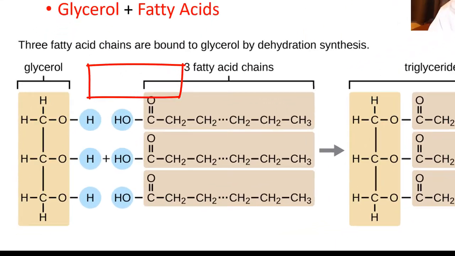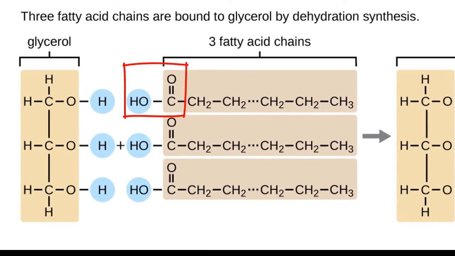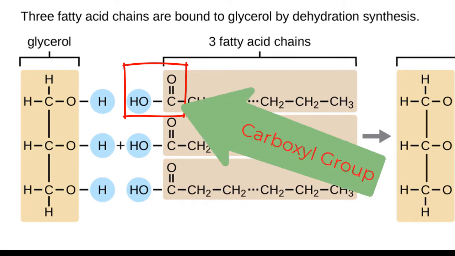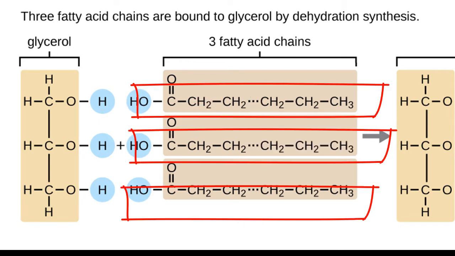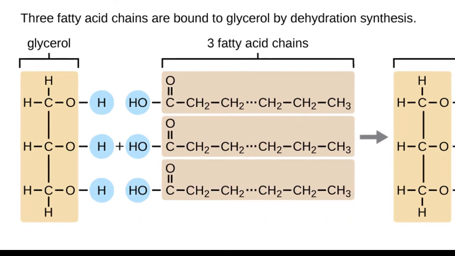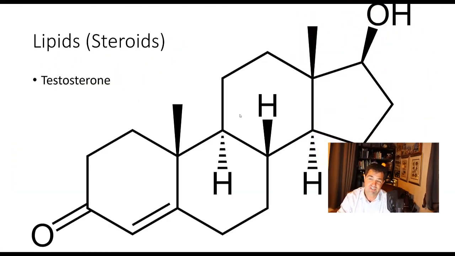And if you look at this group here, this carbon with a double bonded oxygen and the OH, that is called a carboxylic group. But other than that, you notice that there are these long carbon hydrogen chains. That's the fat part of it. And so a fat typically has three of those fatty acid chains hooked together.